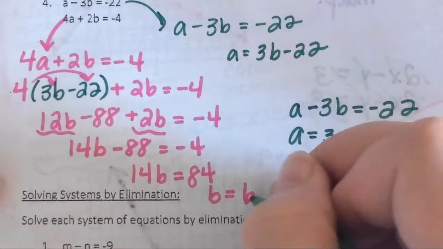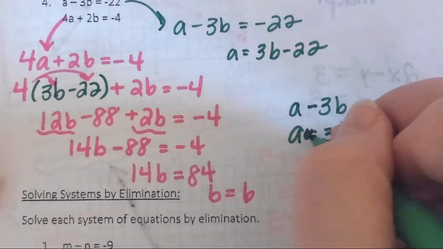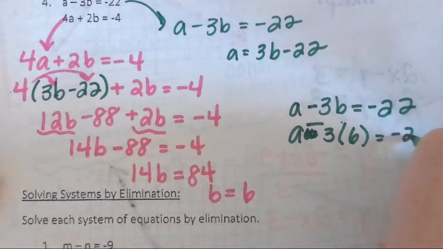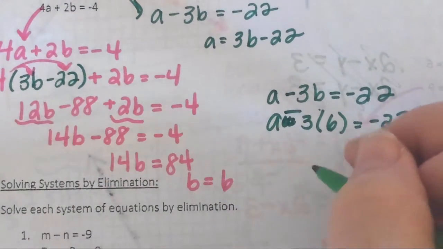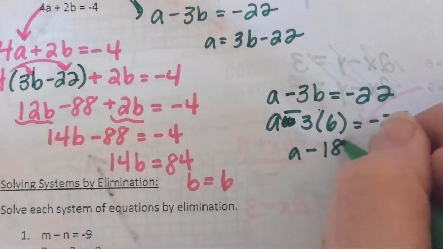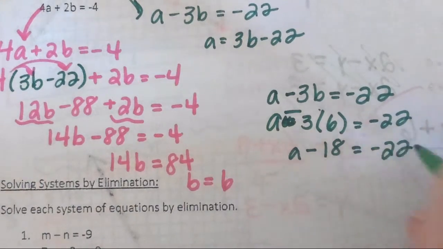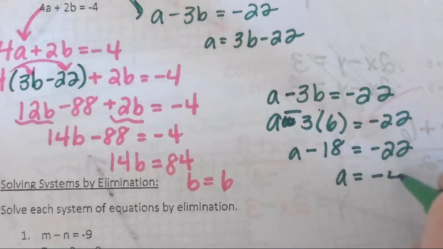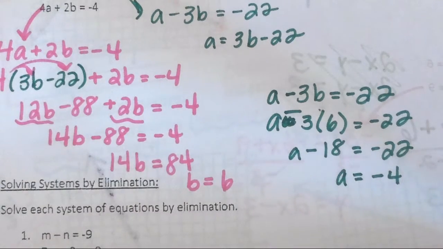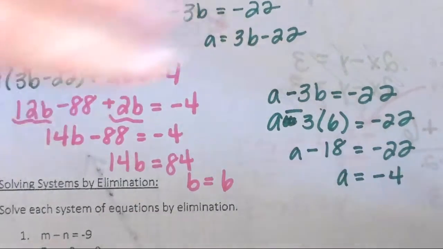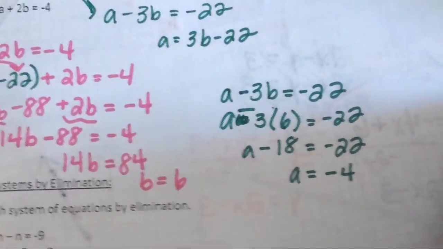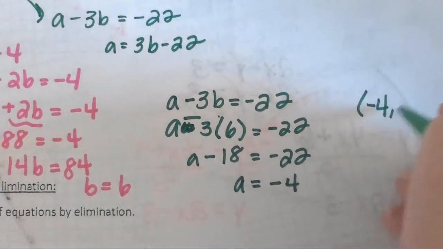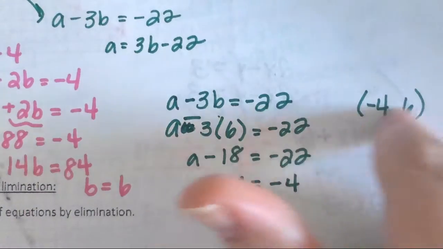B is equal to 6. So I should have A minus 3 times 6 equal to negative 22. So A minus 18 equal to negative 22. I add 18 to both sides and I get A equals negative 4. So darn it, I got an actual point. Which I know should make me happy, but I really wanted a no solution one. So we get negative 4 comma 6, because A comes before B.